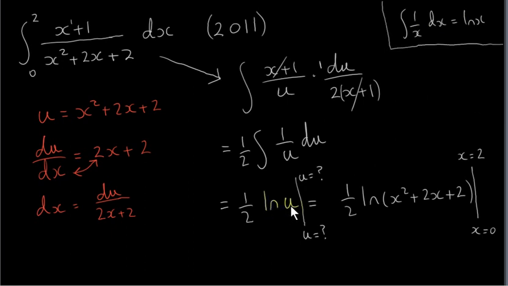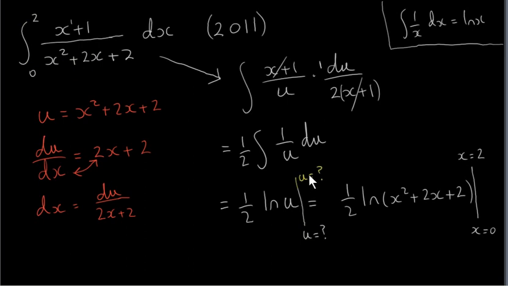So here we get ln of u, and what are the limits? Well, we're after making a substitution, so that affects our limits. We're integrating with respect to u. So the range of values that 1 over u goes over is quite different from the values that this function here range over. This function here is ranging from 0 to 2. The domain is from 0 to 2 in this integral.